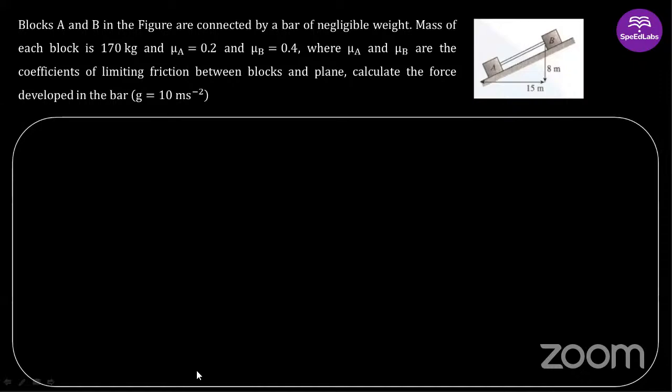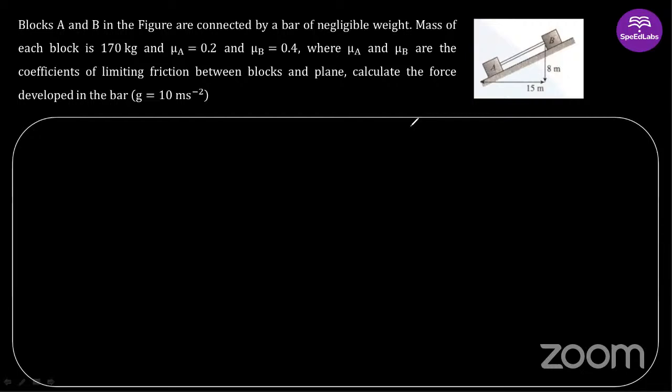The next question says, the blocks A and B in the figure are connected by a bar of negligible weight. Mass of each block is 170 kg. Mu A is 0.2 and mu B is 0.4, where mu A and mu B are the coefficients of limiting friction between blocks and the plane. Calculate the force developed in the bar.